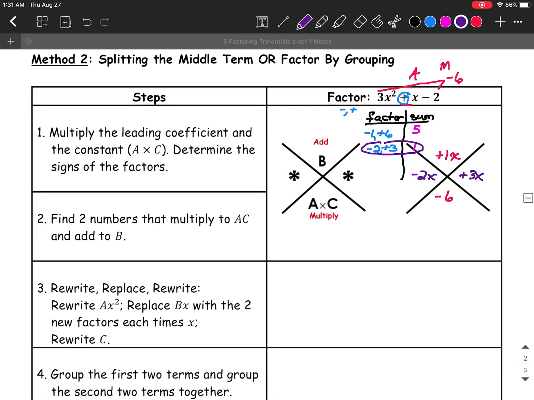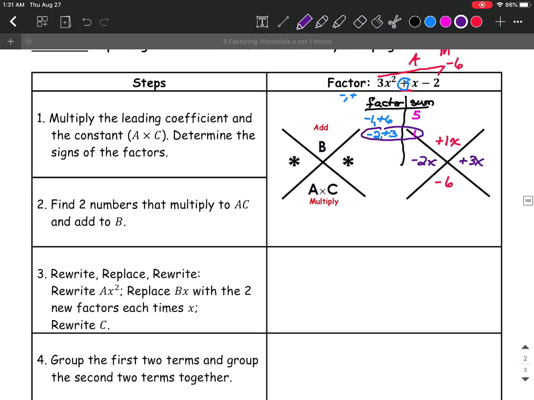Now, this is where the method changes a little bit. I'm going to go back and recopy the original trinomial, 3x squared plus x minus 2. You ready? Okay. What we're going to do is rewrite, replace, and rewrite.